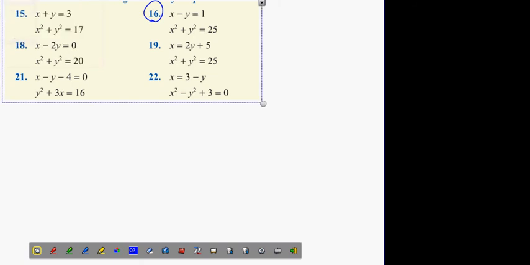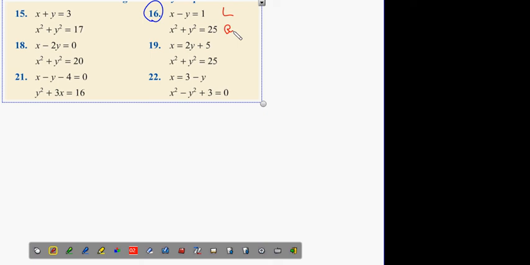16. Now, there's several steps that I got you to write down yesterday. What is step 1? Get one letter on its own using the linear equation. The linear equation is the one that has no x squareds in it. The quadratic is the one that has the x squareds.